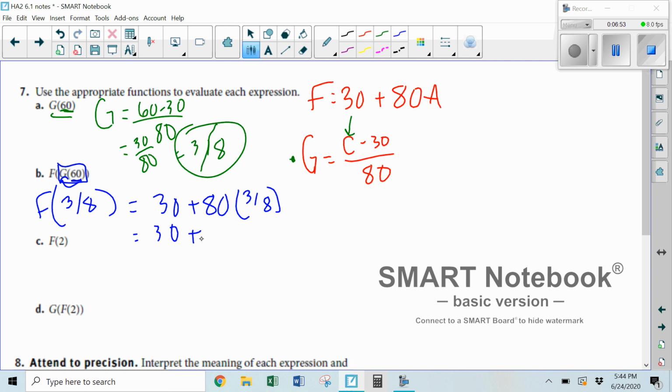So what is 80 times 3/8? 30. Okay, part C, f of 2, go ahead and plug in the f function, plug in a 2. You should get 190.